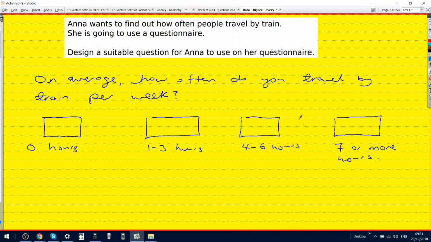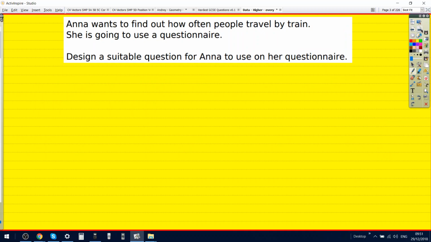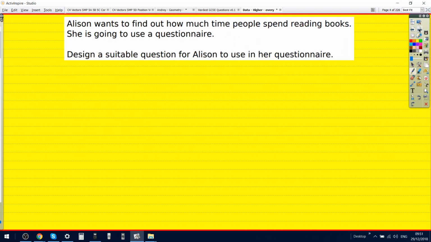And you can always put the hours up here. How many hours do you train? And you can just do that. You only need 4 to 6 response boxes. 4 is fine. That's exactly the same. Okay, so how about this one?